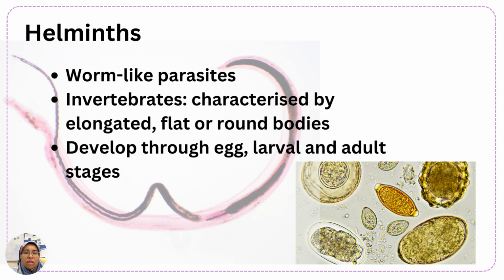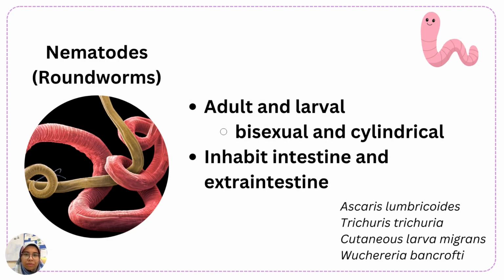Okay, so helminths are worm-like parasites, so they are invertebrates. I'm pretty sure you all know this already. This is just a recap. I think you know this a lot more than I do, you have learned a lot in your parasitology. Now, they are invertebrates characterized by elongated, flat or round bodies, and they develop through an egg stage, larva stage, and also adult stage.